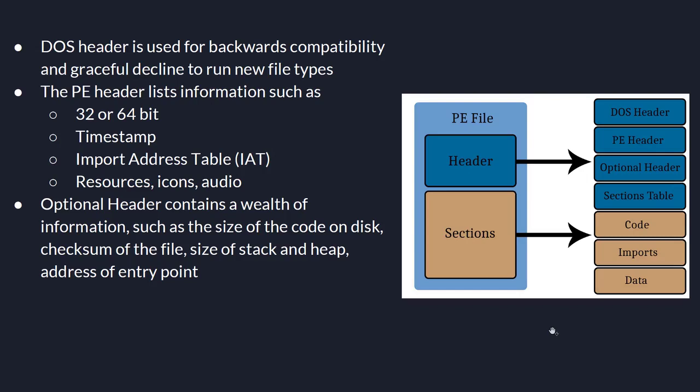Next, we have the optional header, which, like I mentioned, is almost always present, and it can have all sorts of interesting information, such as the size of the code on disk, the checksum for the file, size of the stack and heap, and very importantly, the entry point, the address of the entry point of the code.